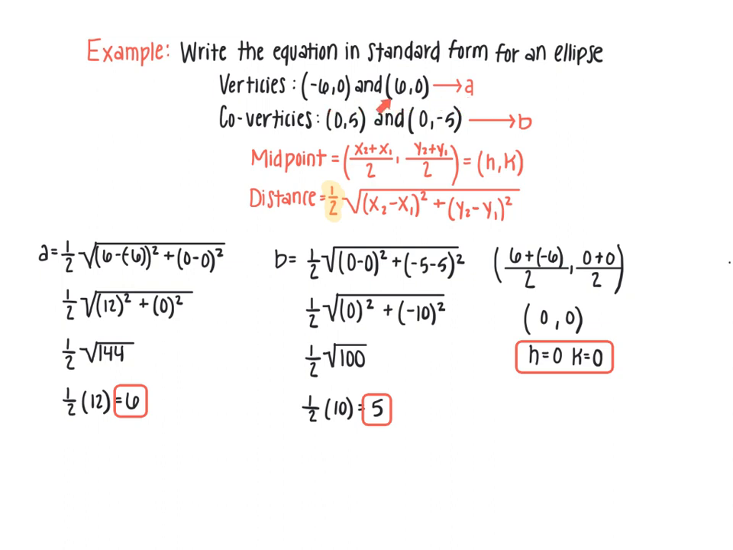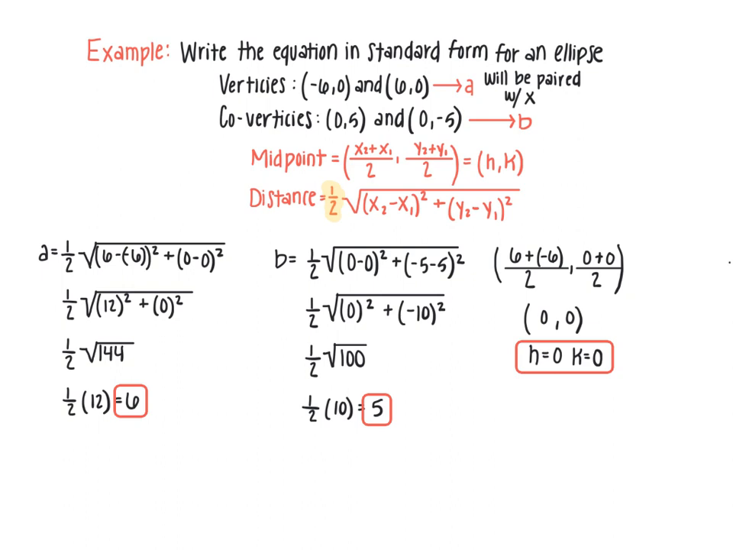So if I look right here, the Y value is not changing. For both of them, Y equals 0. But here, the X value is changing. It started at -6 and it went to +6. This tells me that I'm moving along the X axis. So I know that A has to be paired with X.